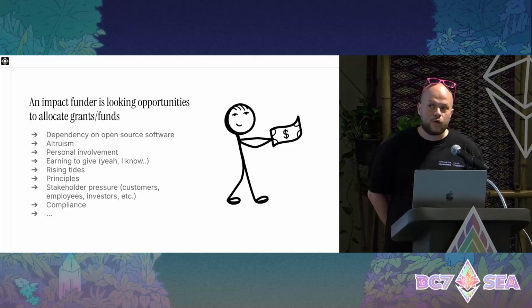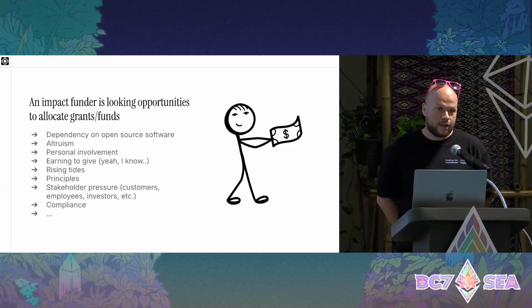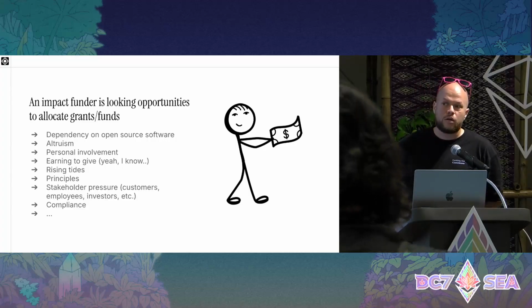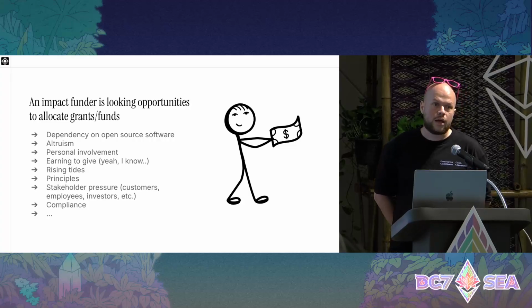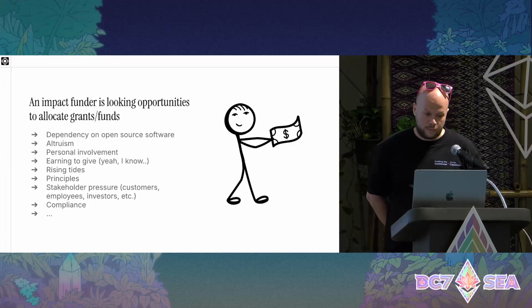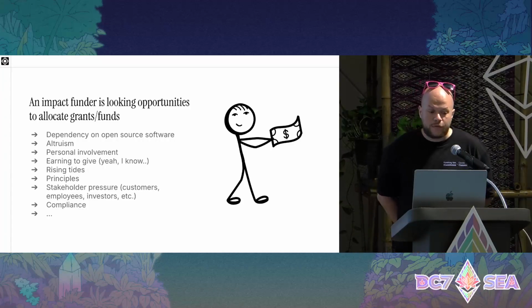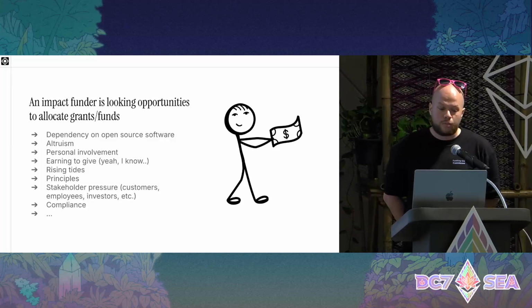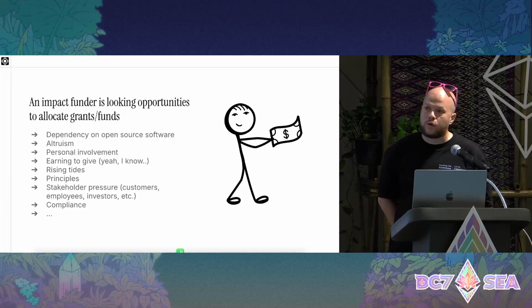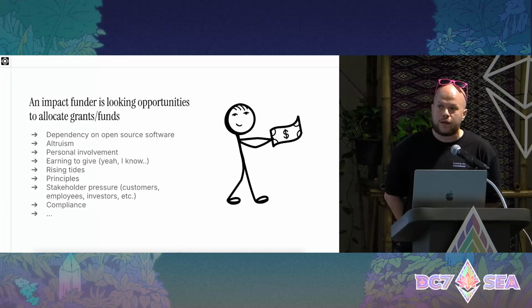And this is a common notion that we're discovering in our space, is that we're working not only on grants and allocation, but also on accountability. And accountability also flows into reputation and can flow into new funding streams. So this impact funder is looking for opportunities to fund impactful work on open source software, altruism, personal involvement, rising tides raise all boats. They can have many, many reasons why they want to do this.